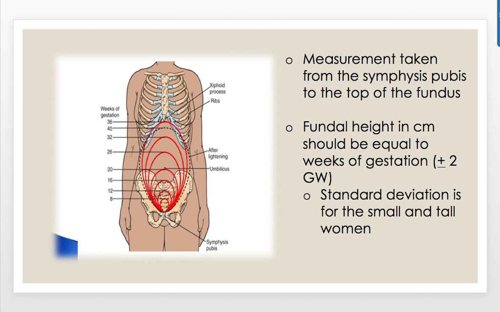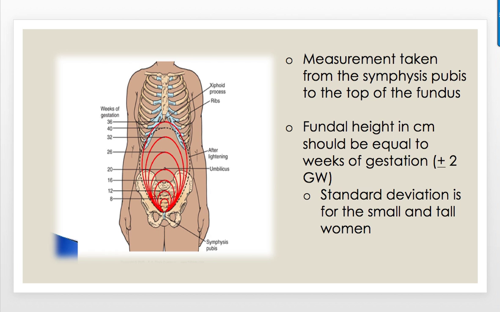So how do we do this measurement? First, a disposable paper metric tape measure is preferred for measuring the fundal height. If you're using a plastic retractable tape measure, ensure that it is cleaned after use and prior to retraction. And again, the measurement is taken from the symphysis pubis to the top of the fundus.